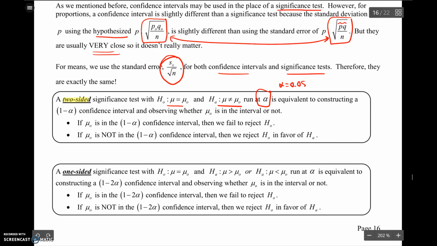So a two-tailed significance test at an alpha level of 0.05 is equivalent to constructing a 1 minus alpha, or 95%, confidence interval and observing whether the hypothesized value is in the interval or not. If the hypothesized value is in the interval, then you fail to reject, and if it's not in the interval, then you reject the null. That's it. That's pretty straightforward.